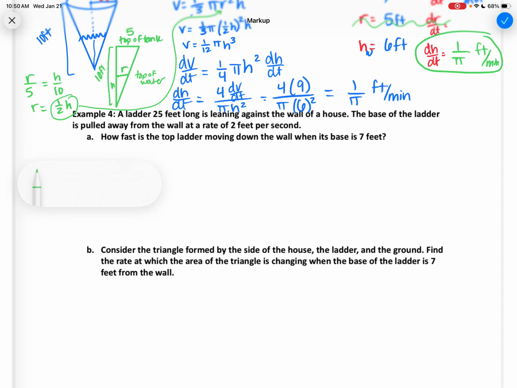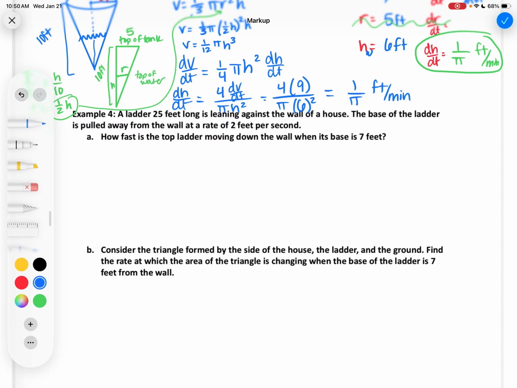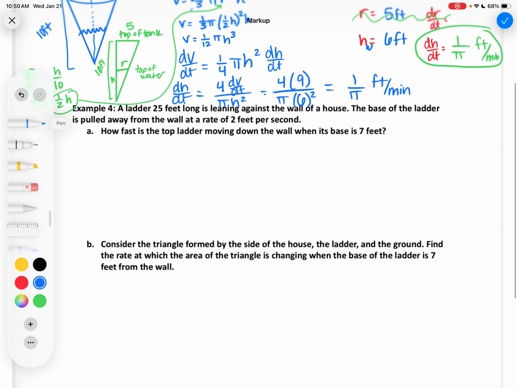So I'm going to set up a picture here of a wall and the ground and then my ladder, basically as a triangle. My wall is going to be Y, the ground we'll call X, and then the ladder, if you want to stick with Z, you can. Sometimes, since it's a ladder, somebody will use L. Up to you how you want to do it.